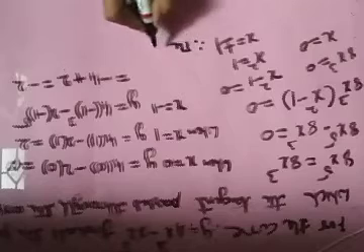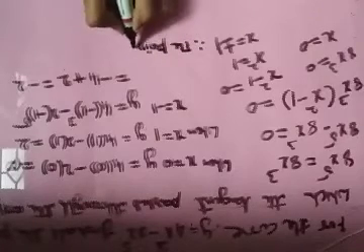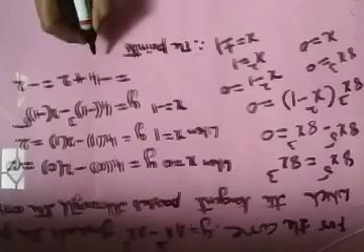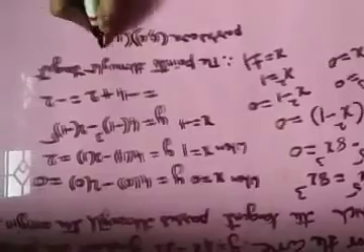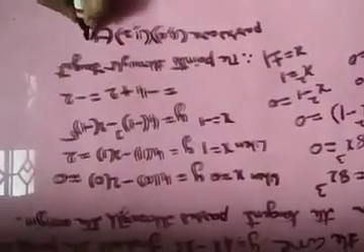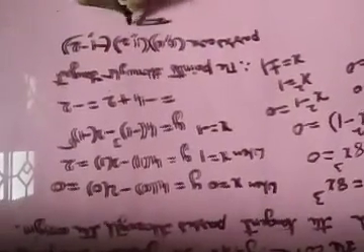Therefore, the points through which the tangent passes are (0, 0), (1, 2), (minus 1, minus 2). Minus 1, minus 2. These are the points, children.